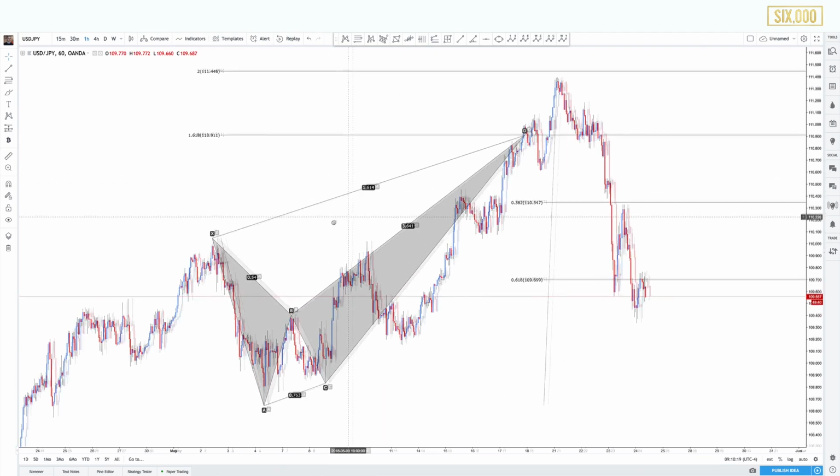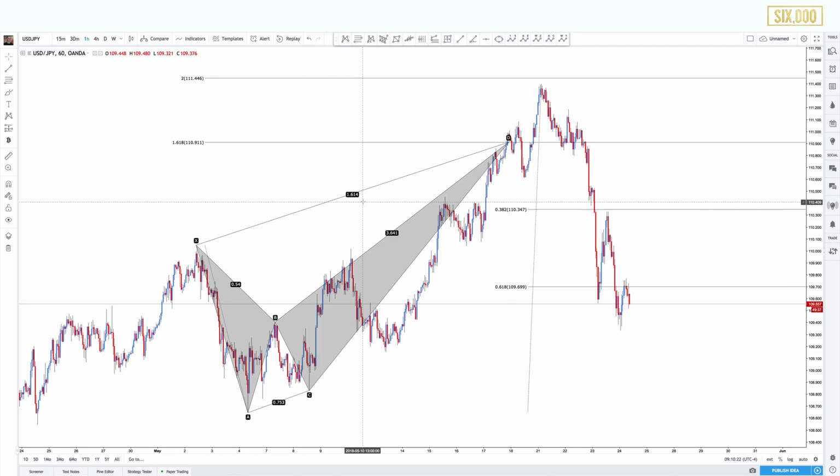That about rounds it up for our stop loss rules for these patterns. Let's head back to the slides and we'll finish off the rest of today's module.